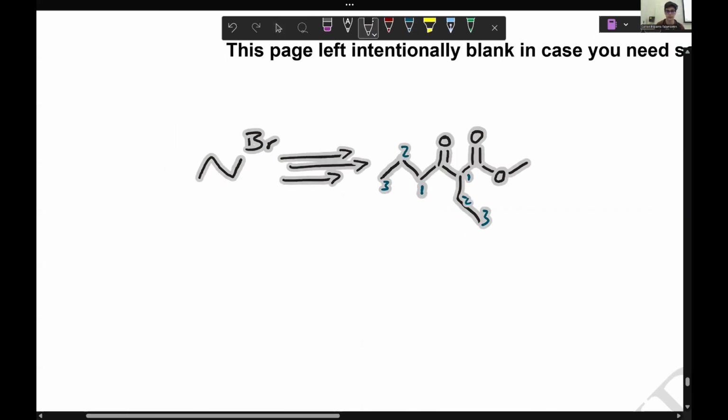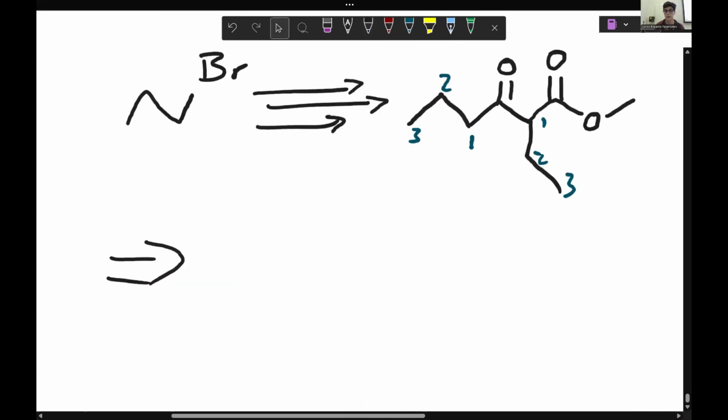So we're kind of thinking backwards here. Let's draw that reactant out. What would that reactant look like from this Claisen? If you divide it between the carbonyls, that right side is your reactant.